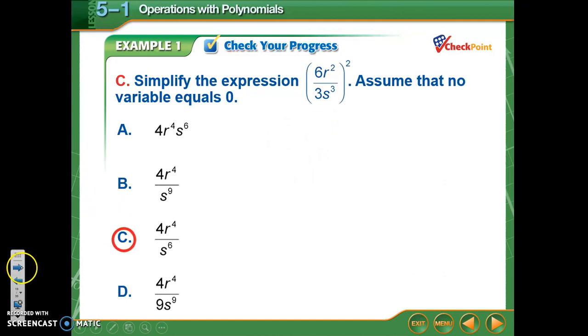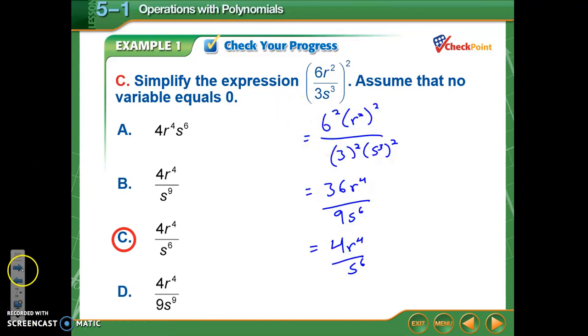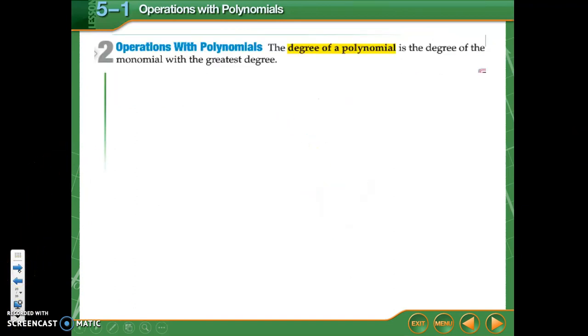Okay, the answer here is C, 4r squared s to the 6th, and there's the work for how we do that one. All right, moving on, we're going to talk about polynomials instead of just monomials. When I'm talking about a polynomial, I'm talking about a bunch of monomials being added and subtracted together.